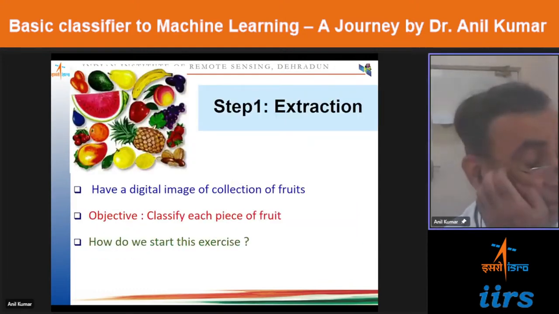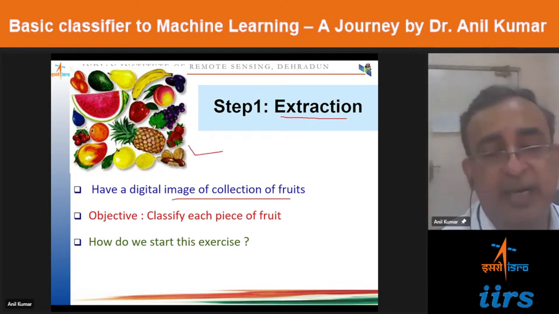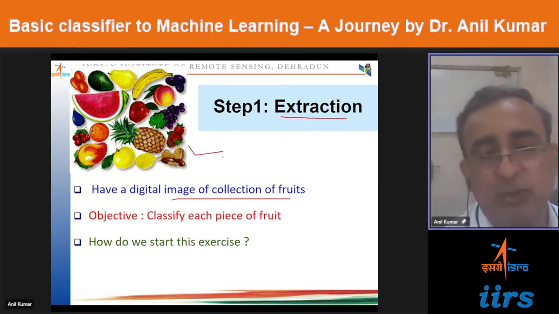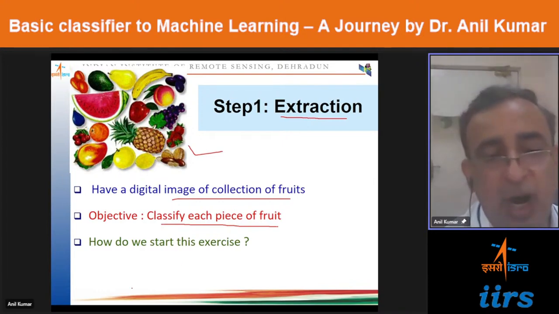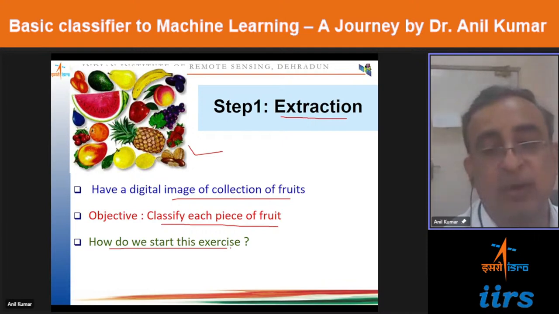So here in this pattern recognition or classification, what is required? First step is we have to go for extraction. So have a digital image of a collection of fruits, for example, in this photograph. There are different fruits, and the objective is to classify each piece of fruit. So the first step is feature extraction. How do we start? The question is, how do we start this exercise to classify these fruits, and what steps we follow here?